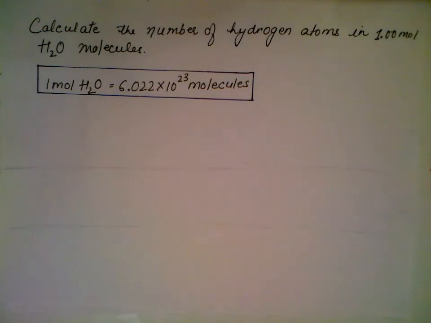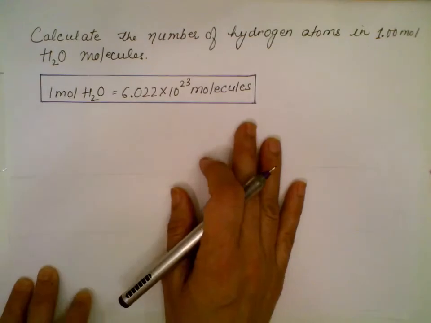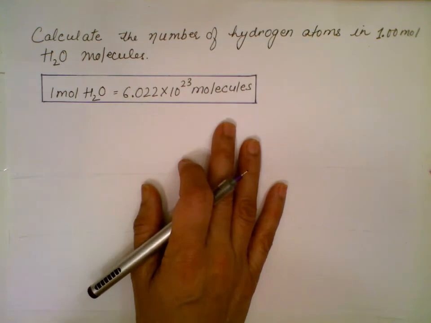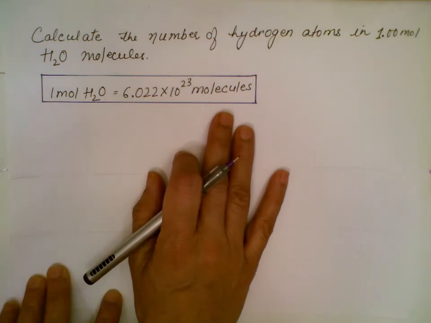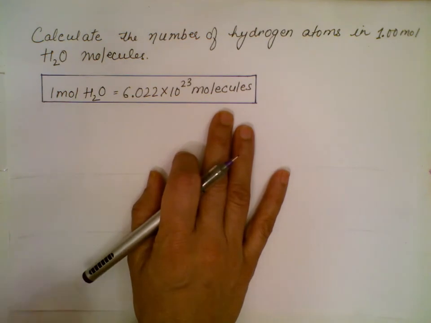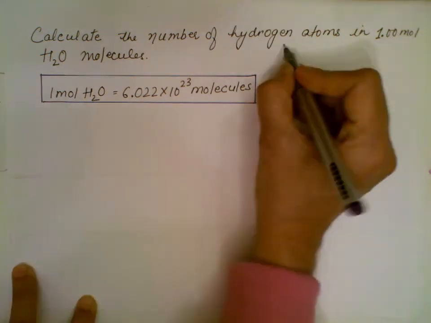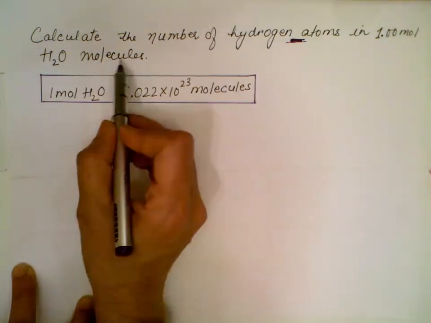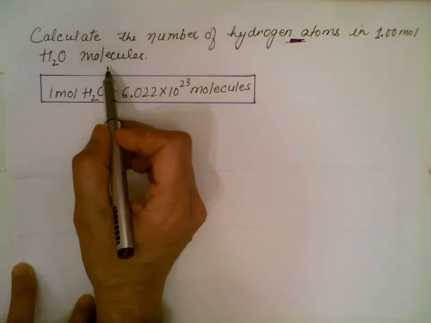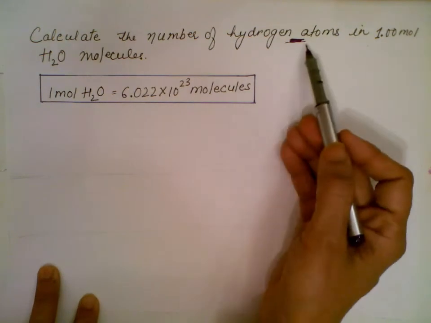Now calculate the number of hydrogen atoms in 1 mole of water molecules. So here is an equivalent that we already know by definition. 1 mole of water has these many molecules. Now in the question, they are asking you to find the number of hydrogen atoms in 1 mole of water molecules. They're not asking you to find the water molecules, right? They're asking you to find hydrogen atoms.